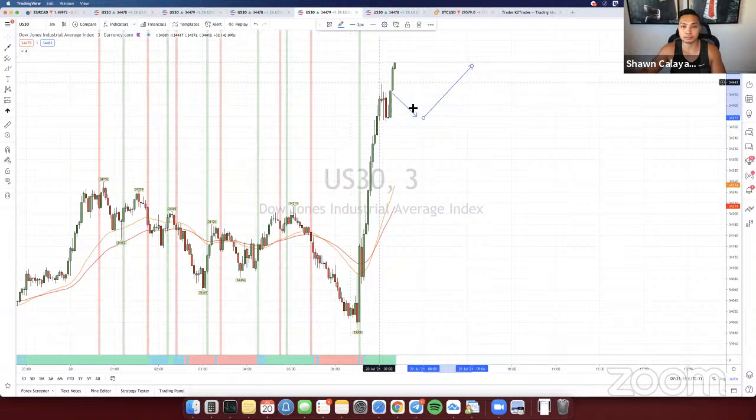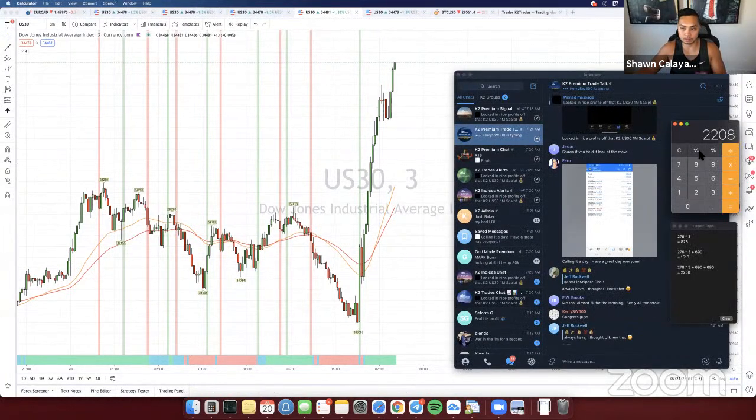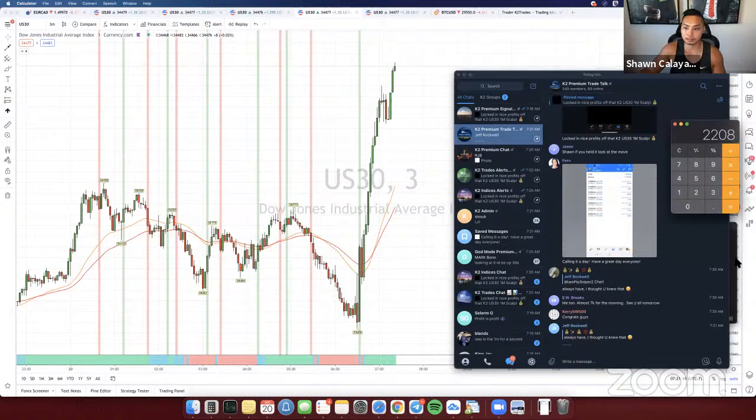So, I mean, it sucks. I only have one trade today, but it's fine because you guys can see, if I added up all of my profits here, that's how much I made. So it's nothing to complain about, right? To make $2,208 within a few seconds, nothing to complain about. This is more than what a lot of people make on their paycheck a lot of times. So this is pretty solid.